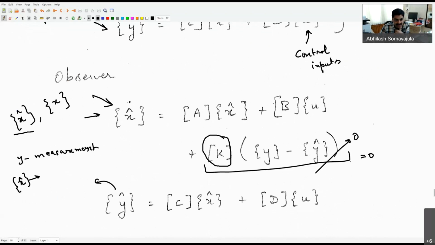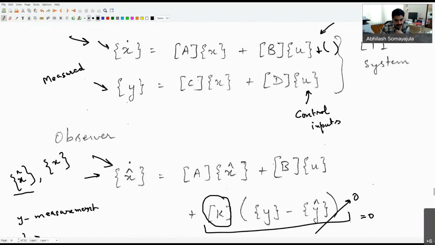Okay, do it and see what you get. On the left hand side, I will have x dot minus x hat dot, correct? Yes, that is nothing but x tilde dot, right? Because the difference is what I have defined as this x tilde.